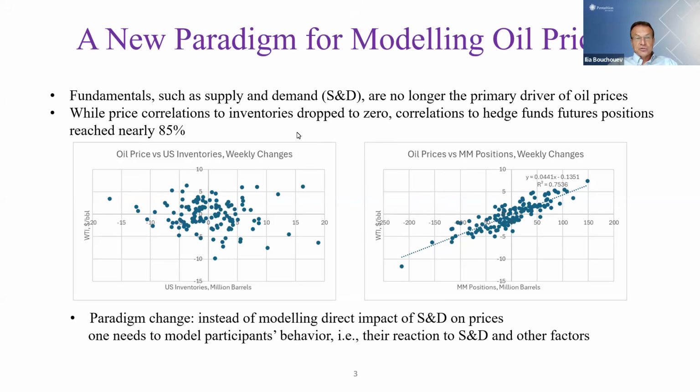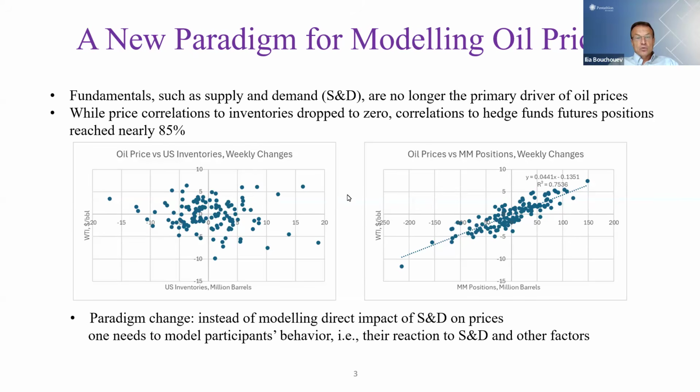So just to illustrate, I pulled the weekly changes in oil prices versus weekly changes in US oil inventories over the last couple of years. And you can see that the graph is basically random noise. When I started my career, it wasn't random noise. It was a fairly negatively correlated behavior.